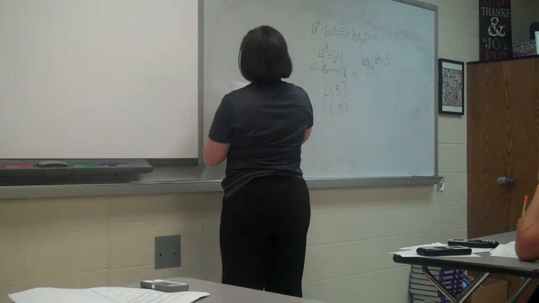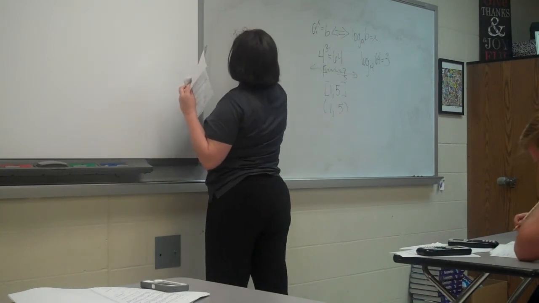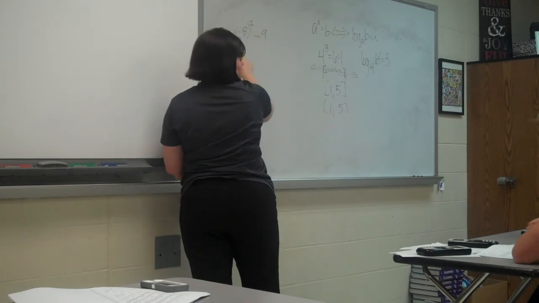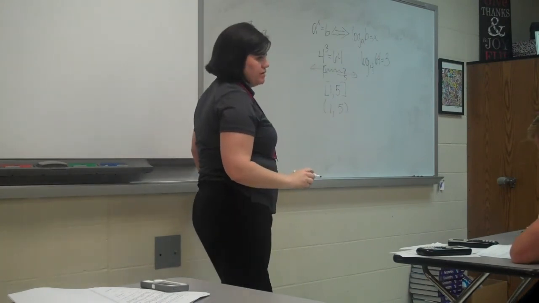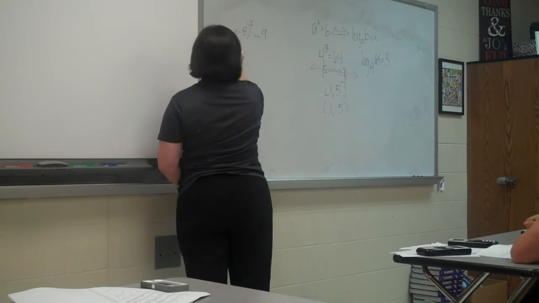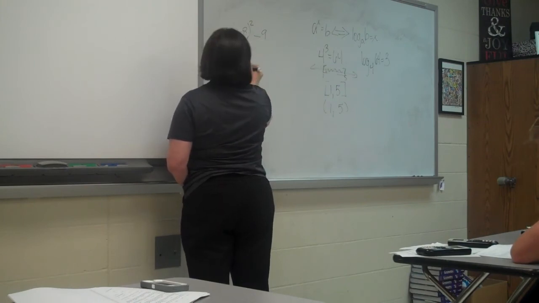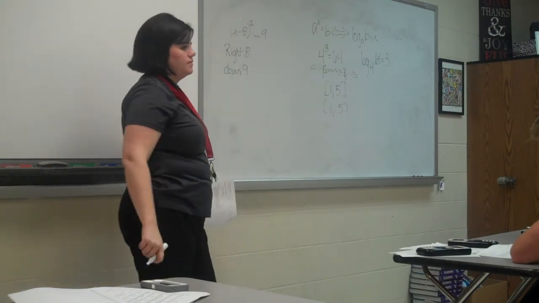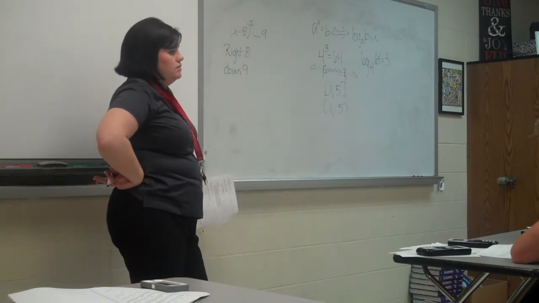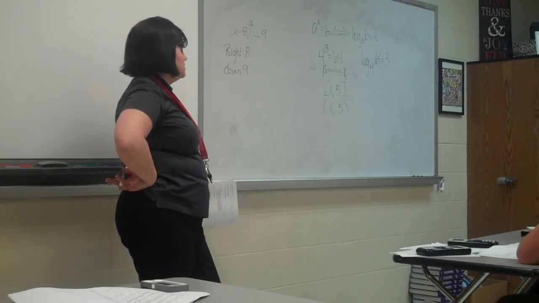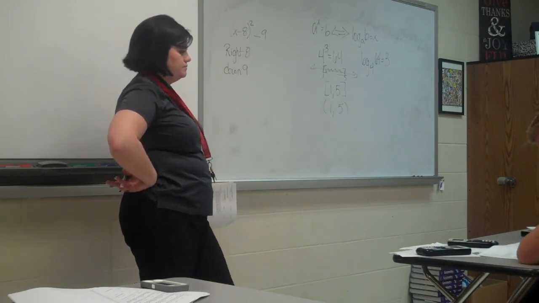Confidence. Alright. x minus 8 squared minus 9. What's inside the parentheses is the left and right. It's always the opposite of what it says. So it's minus 8, it's going to the right 8. And out here is the up and down, so it's going to go down 9. What did you say on the left it was? Left would be plus and right is minus inside the parentheses.